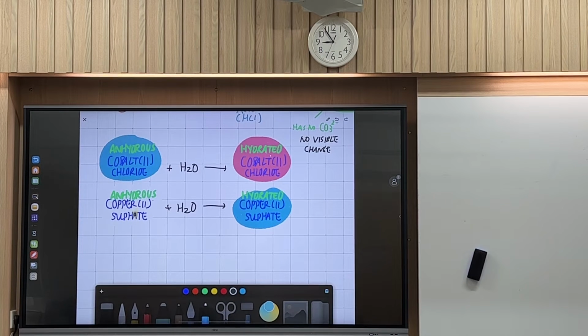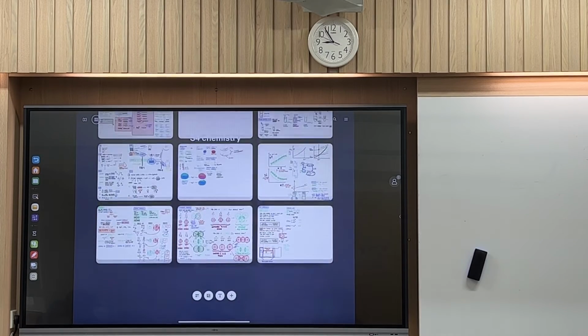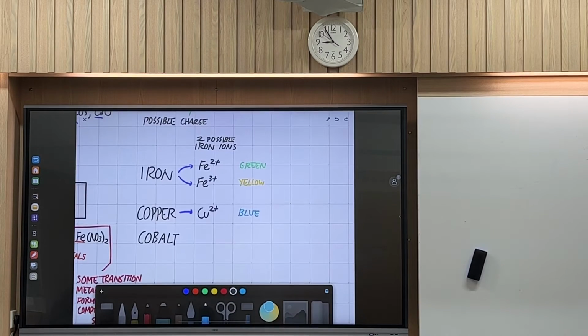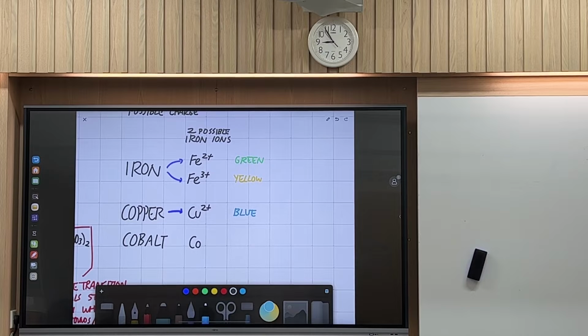Anhydrous copper 2 sulfate is white. But when you add water to it, it turns blue. So copper 2+ ion is blue, and cobalt ion is pink. It's pink. Okay? These two compounds are important in DSE. Okay, remember that. So can you put this down? Cobalt has a symbol Co. Okay? So it is pink in color. So this is pink.